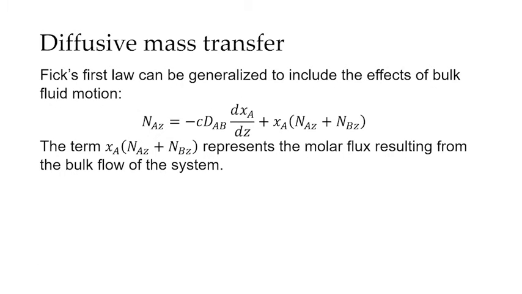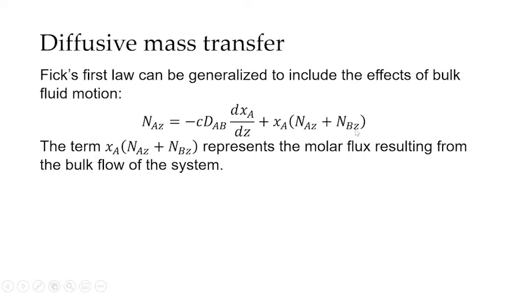Let's proceed. What we have here is the generalized equation of Fick's first law, which includes the effects of bulk fluid motion. Bulk fluid motion means that we are considering the entire body of the fluid. Okay, so we have the equation N_Az, or the molar flux of species A, is equal to negative C D_AB dx_A over dz plus x_A multiplied by (N_Az plus N_Bz). N_Az is the molar flux of species A, and N_Bz is the molar flux of species B.